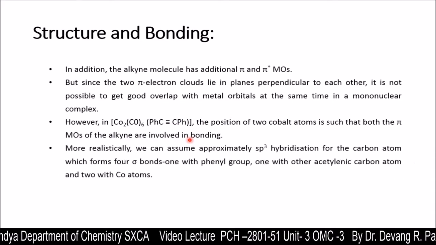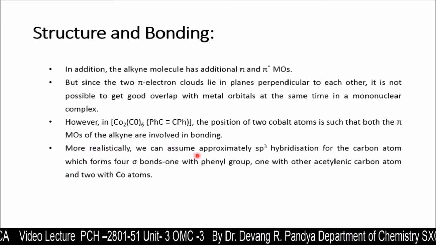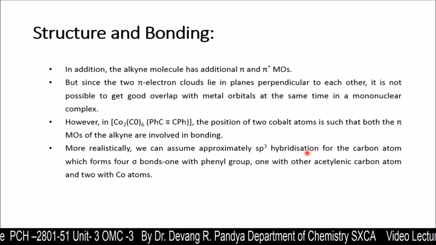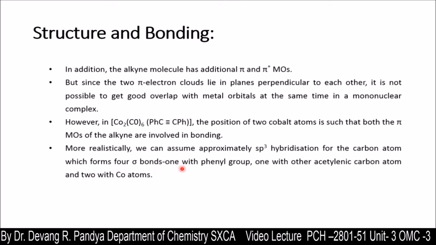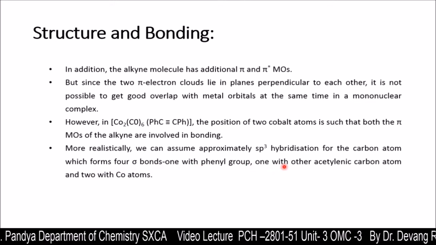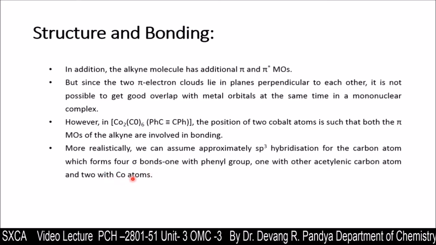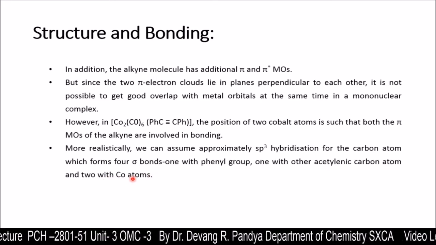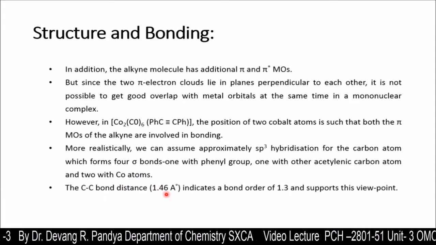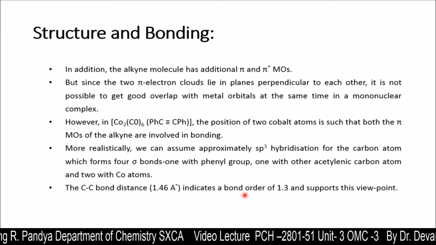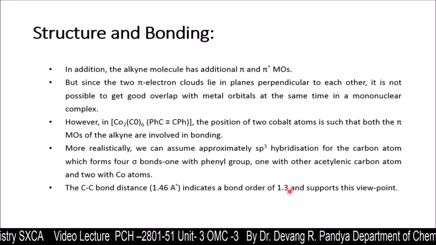So here the bicentric complex acts as a bridging ligand, and more realistically we can assume approximately sp3 hybridization for the carbon atom, which forms 4 sigma bonds: one with a phenyl group, one with the other acetylenic carbon atom, and two with carbon monoxide, because a bicentric complex is there. Therefore, the CC bond distance, that is 1.46 angstrom, indicates a bond order of 1.3 and supports this viewpoint.